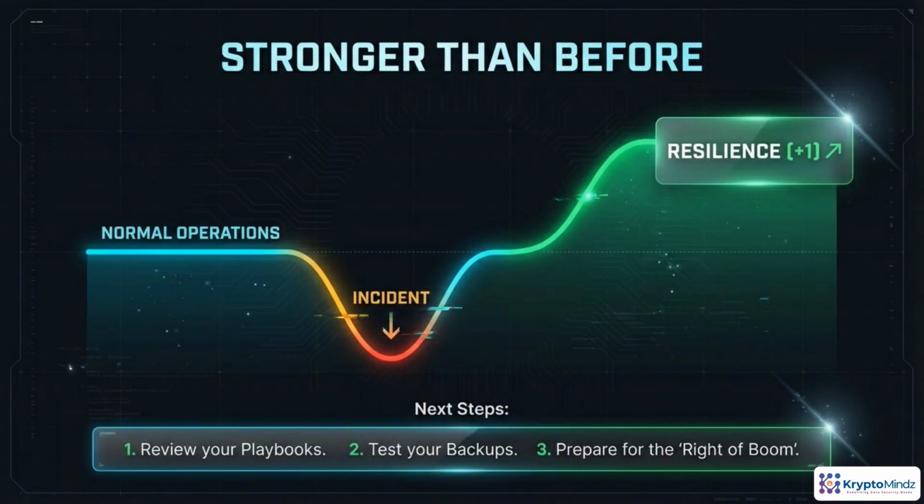Your CSF 2.0 program isn't finished when you publish a roadmap. It's tested when something breaks. Here's your immediate homework. First, pick one incident playbook and walk it end-to-end with real stakeholders. Second, validate that critical backups are restorable within your recovery objectives. Third, document how you'll operate right of boom, so every major incident leaves you measurably more resilient than before.